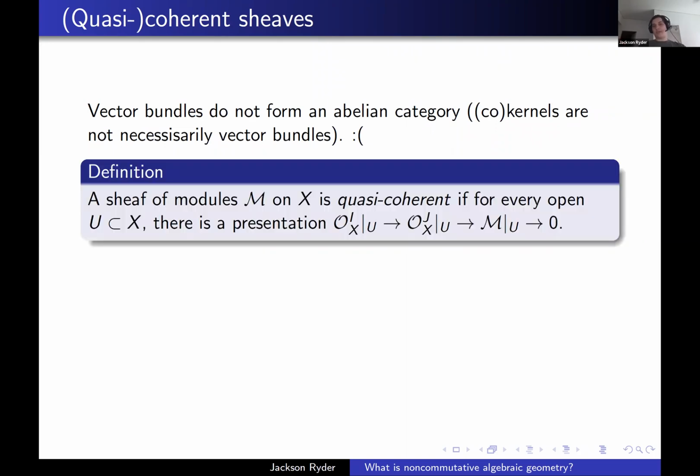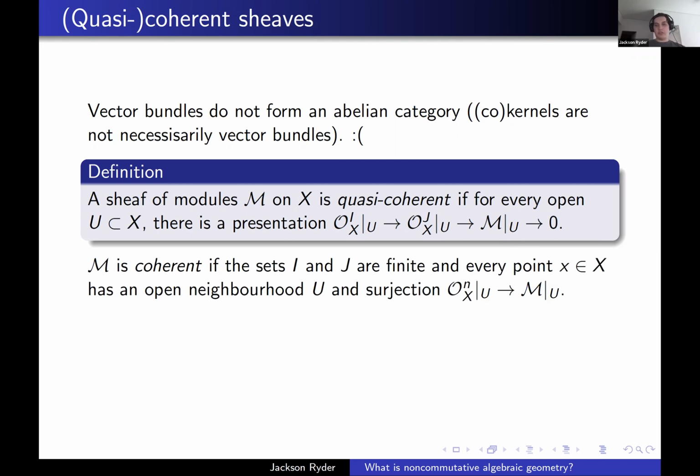Well, we just throw in all of the co-kernels that we need and work with this larger class of objects. We say a sheaf of modules on a scheme is quasi-coherent essentially if locally we have a free presentation. So at any open set, we can take a free presentation of this sheaf of modules restricted to that open set. Here, these index sets I and J can be infinite, but if we insist that they have to be finite, and also that at every point in our scheme we have some neighborhood on which we're locally finitely generated, we call this sheaf of modules coherent.